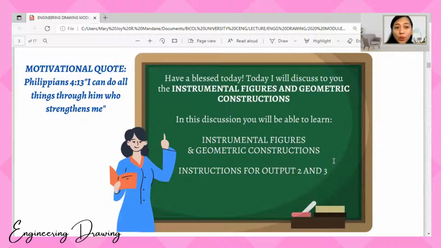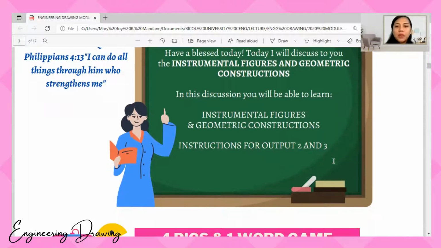For motivational code, according to Philippians 4:13, I just want to remind you about this verse that I can do all things through Him who strengthens me, or through the Lord Jesus Christ who strengthens us. And I hope that you can do all things through Him. So do not forget to really abide and remain in Him.